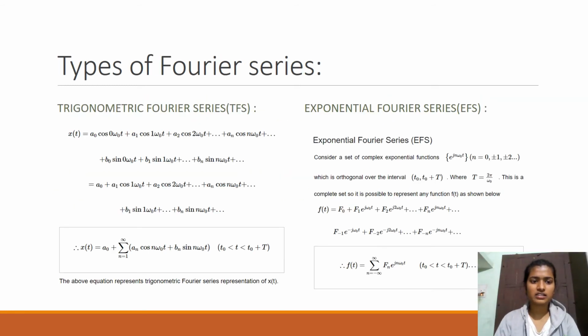Now let's discuss the types of Fourier series. Basically there are two types, which are representations of the Fourier series. If we are representing it using cos and sine functions, then that Fourier series is called the trigonometric Fourier series. And if we are using the exponential form, then the Fourier series is known as the exponential Fourier series.